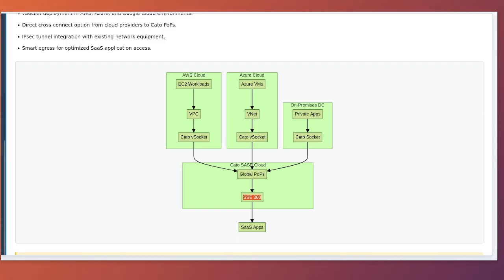Cato also optimizes access to software as a service applications through a smart egress capability. You can configure application-level rules to exit traffic at the point of presence closest to the software as a service provider's instance that serves your organization. This reduces latency for cloud application access while maintaining full security inspection.